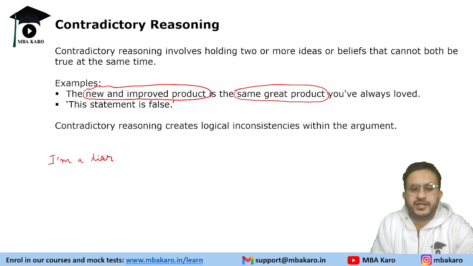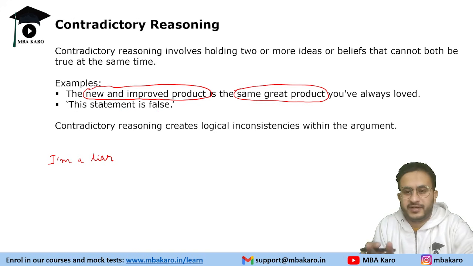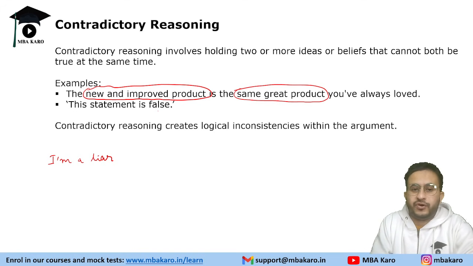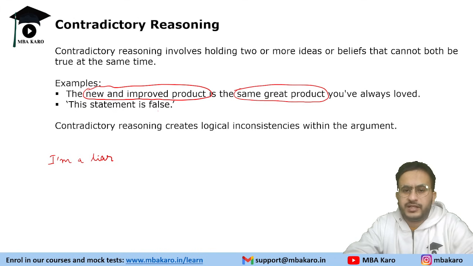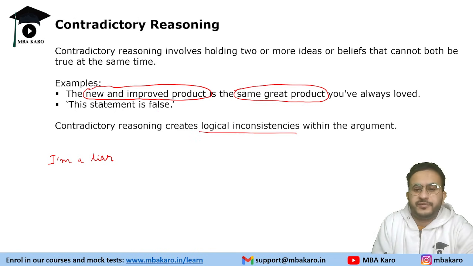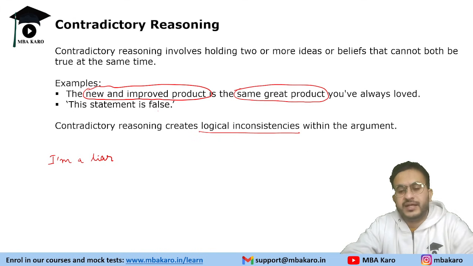If you treat this statement as true, that is not possible, right? If you are saying that it is true, then it is not possible. And suppose you say that this statement is false, it will not make sense either. A false statement will not say the statement is false. So it is contradictory reasoning. It creates logical inconsistencies within the argument. If there are two ideas that cannot both be true, that is called contradictory reasoning.